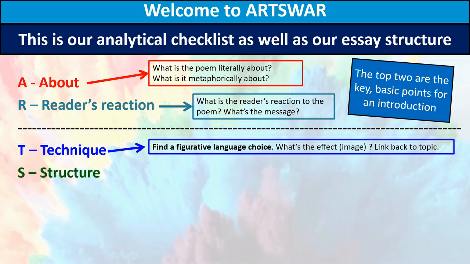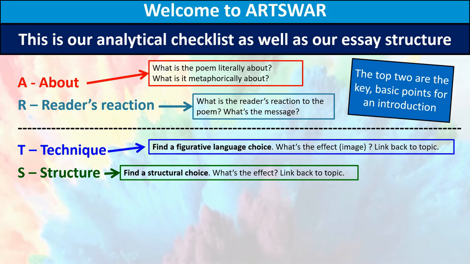I would then go S for structure. So find a structural choice, what's the effect, and link it back. And I've got a little cheat trick strategy for that in a moment. The reason why the order is so important is because you've now got at least half marks. If you do not mention either what it's about in the message, or a technique, or a structure, then the examiner can crucify you. So now, even if you run out of time, I've given the examiner everything they need to give me a really sound mark.